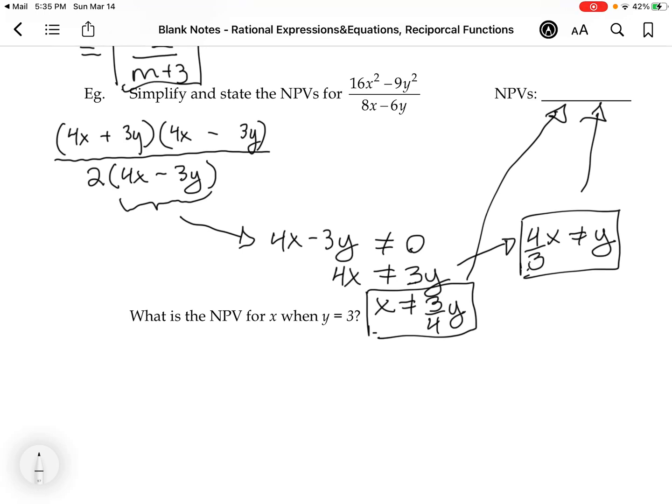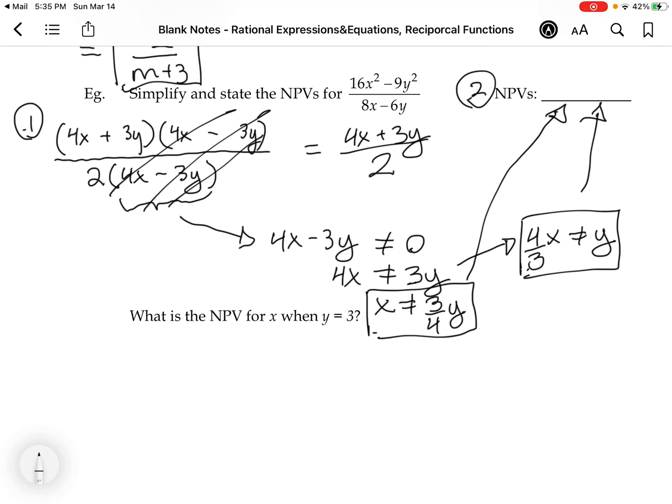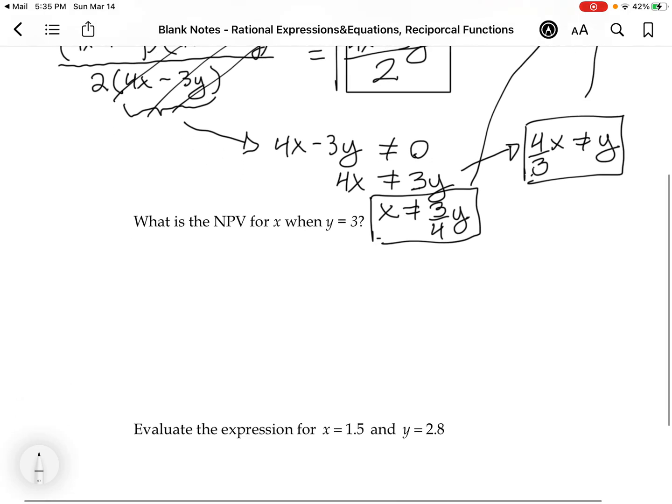So I've stated one in terms of the other for both variables, or in other words, I've isolated each variable. That's step 1. This is step 2. Step 3, I can cancel common factors. So I can cancel these, and I got 4x plus 3y over 2. There we go.